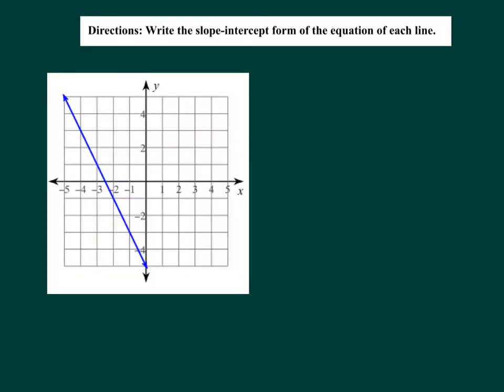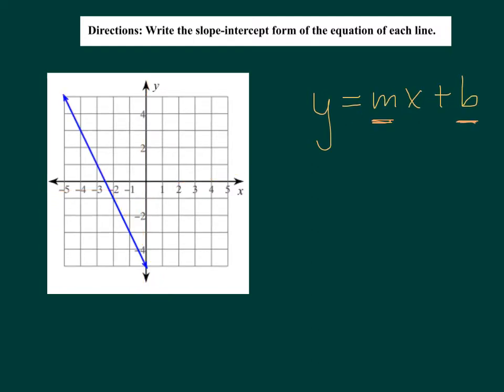Okay, so first, write the slope-intercept form of the equation of each line. So we have this line right here, and what we want to do is write y equals mx plus b. And what we're hoping to have are values for m and b when we're done. So we look at the line, and what I want you to do is in your notes, just draw a quick sketch in the line into your notes. Okay, so hopefully you have a sketch.